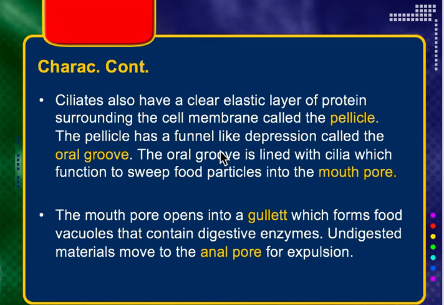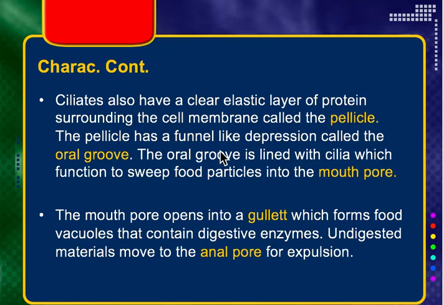Ciliates, when you see the paramecium, because that's the common one that I'm thinking about, there is a cell membrane. But on the outside of the cell membrane is a pretty tough layer made of protein, and it's called the pellicle. From the pellicle, the cilia extend all the way around the paramecium.